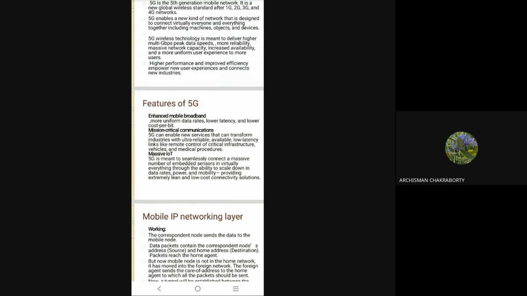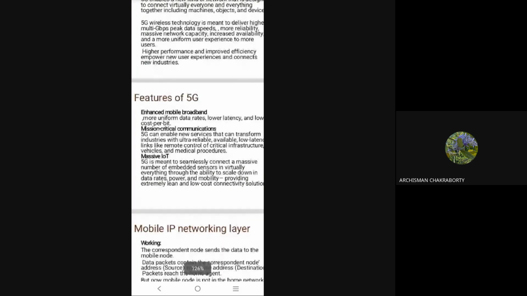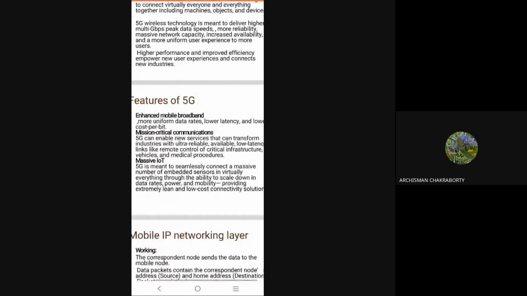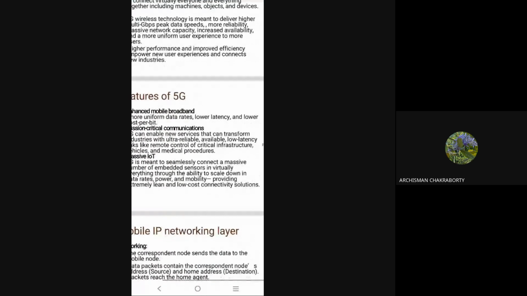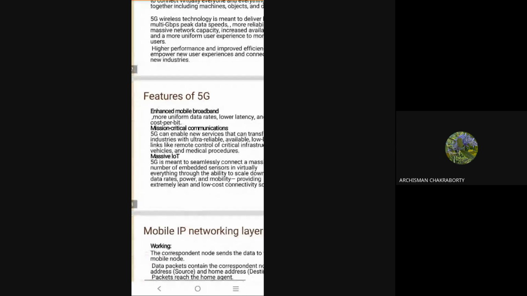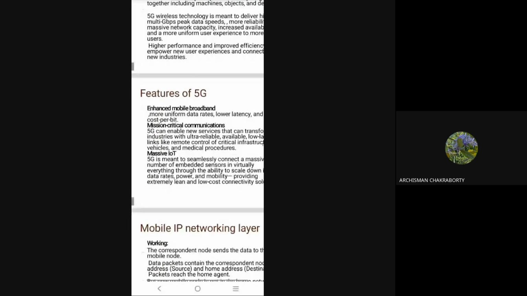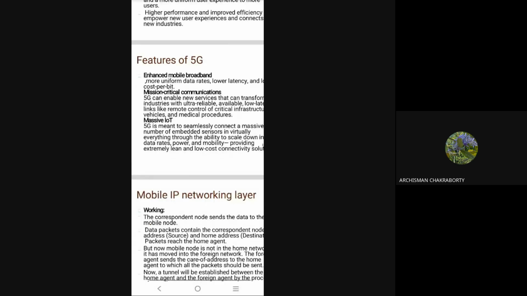5G also offers massive critical communications. 5G can enable new services that can transform industries with ultra reliable, available, low latency links, like remote control of critical infrastructure, vehicles, and medical procedures. So this is used in different areas.